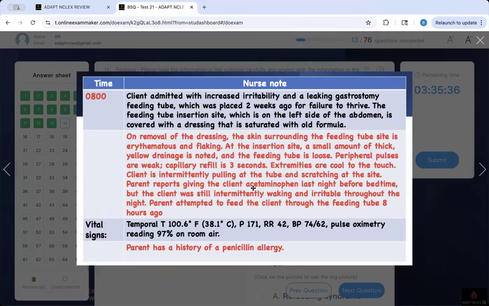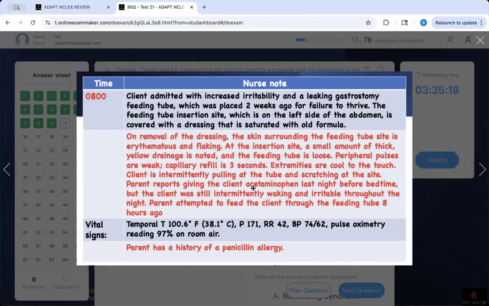Client admitted with increased irritability. What is going on with the kid? A leaking gastrostomy. So he has a G-tube and looks irritable. Does he have an infection? The tube was placed 2 weeks ago for failure to thrive. That means he was not able to eat, not growing. They placed a G-tube to feed him.